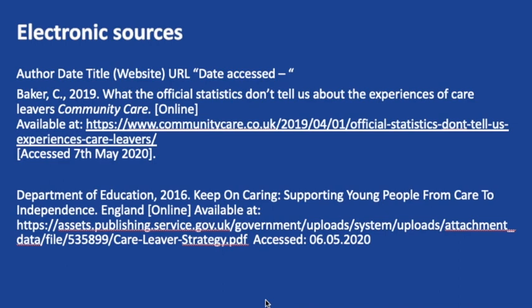Where it's then different is that you then identify the website, which in this case is Community Care, followed by the URL in full that you take from your browser. So I just cut and paste it straight across, and the date that you accessed it, because one of the things about any sort of website is that there is no version control, so it's up to you to identify when you looked at it.